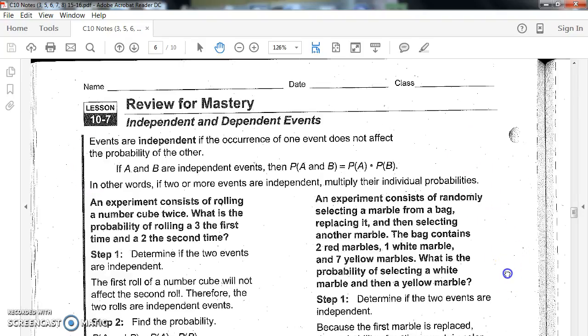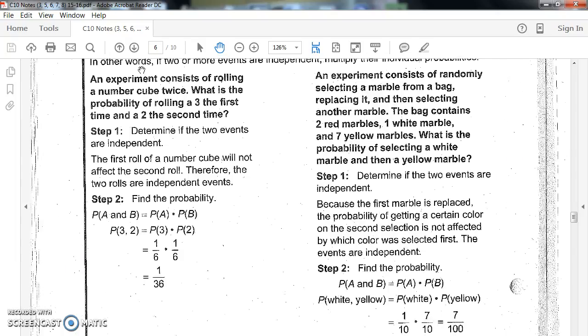So let's look at the example that's given here on the left. An experiment consists of rolling a number cube twice. What is the probability of rolling a 3 the first time and a 2 the second time? You have to stop and think to yourself, is the second roll dependent on what happened the first time? The answer to that should be no. Anytime you roll a die, it has a 1 in 6 chance of showing any of the 6 numbers. So the probability of rolling a 3 the first time would be 1 out of 6. The probability of rolling a 2 the second time would still be 1 out of 6, and then we would multiply these two fractions together. 1 times 1 and 6 times 6, we'd end up with 1/36.